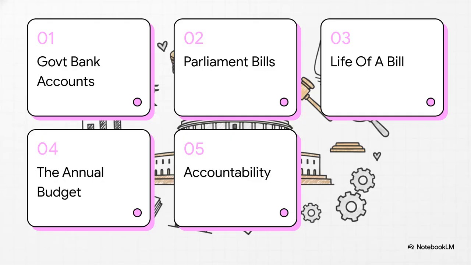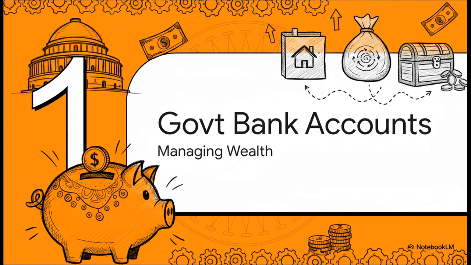Here's our roadmap for today. We'll be covering the government's bank accounts, drafting laws through Parliament bills, the life of a bill, understanding the annual budget, and finally holding the executive accountable. All right, let's jump in. Starting off with Section 1, the government's bank accounts.